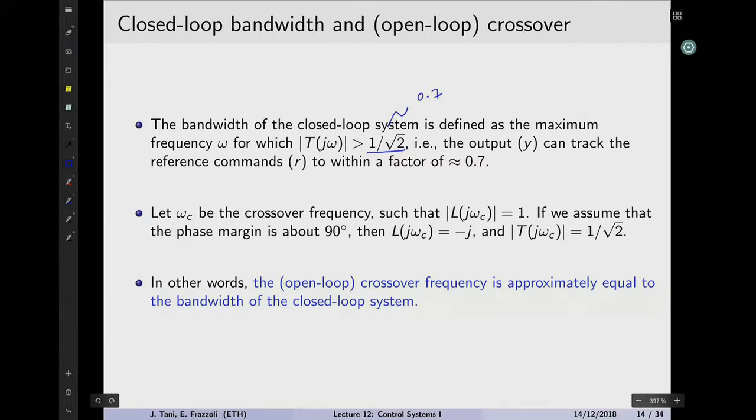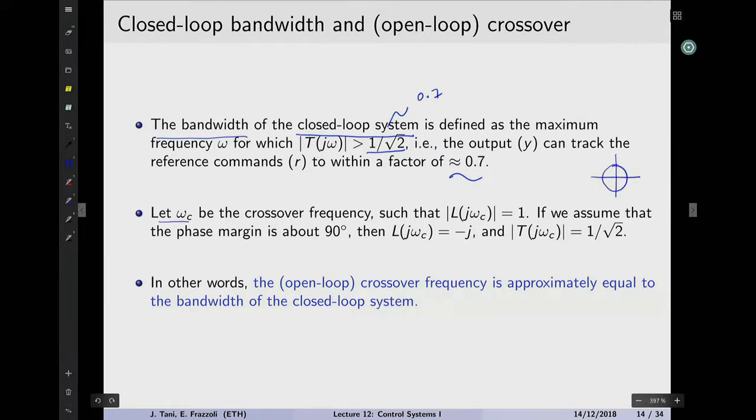And one could argue why this is the case. We can talk about it later, but this basically means that the output can track commands within some sort of accuracy, within some sort of percentage, okay? But it would be nice if the closed loop bandwidth were related to the open loop part of the branch, because we like everything expressed as a function of the open loop, as it makes our life easier.